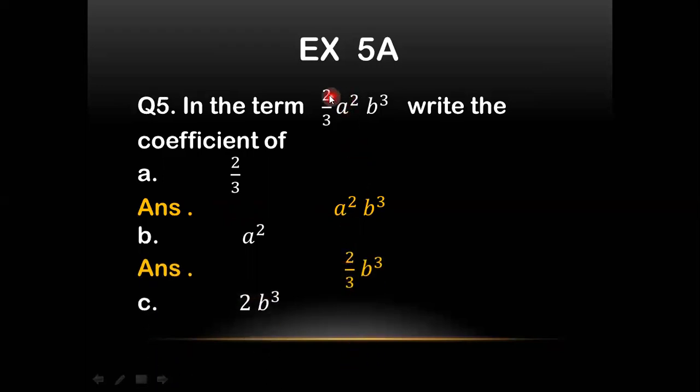Next part is 2b cube, we have to write its coefficient. So from the numerator, what is left is a square and in the denominator 3. So a square divided by 3 will be its coefficient, right? I hope everything is clear.